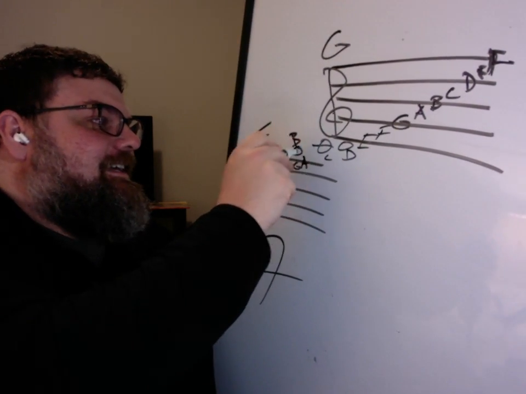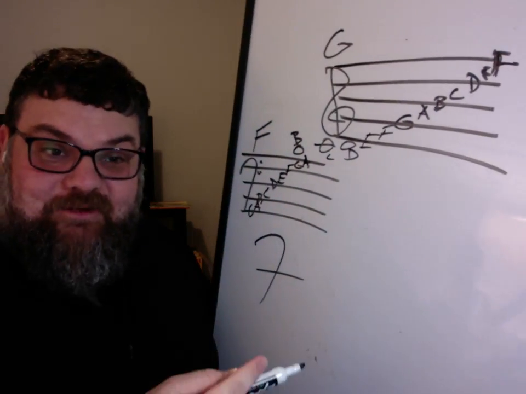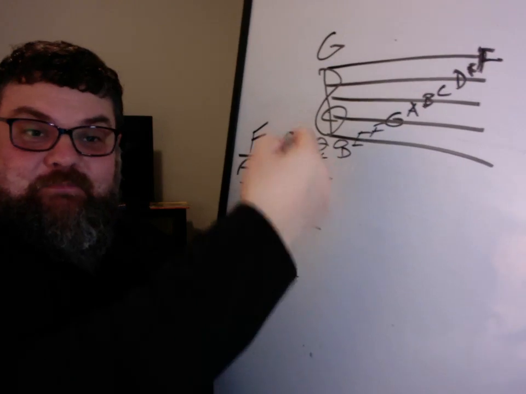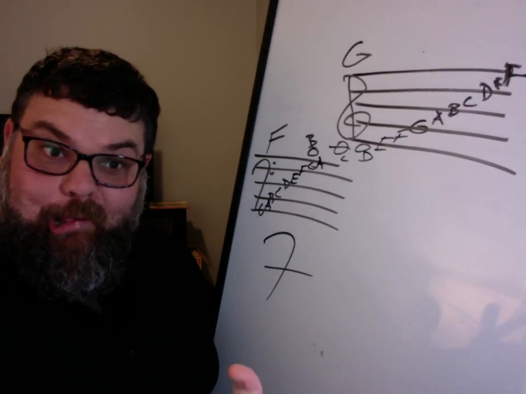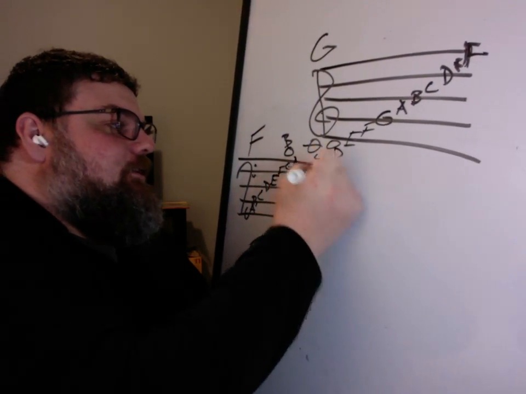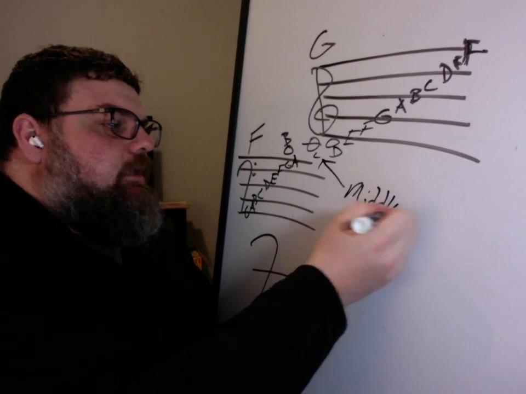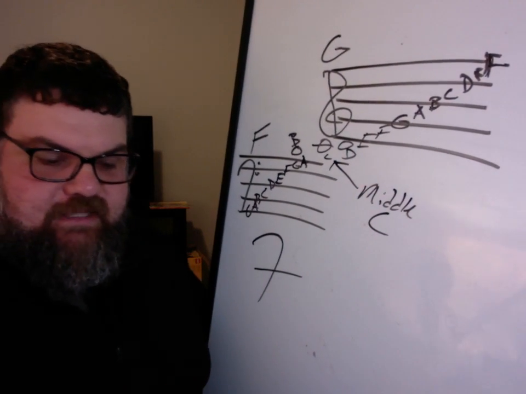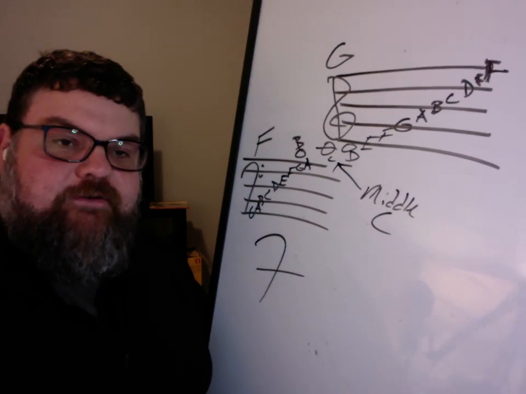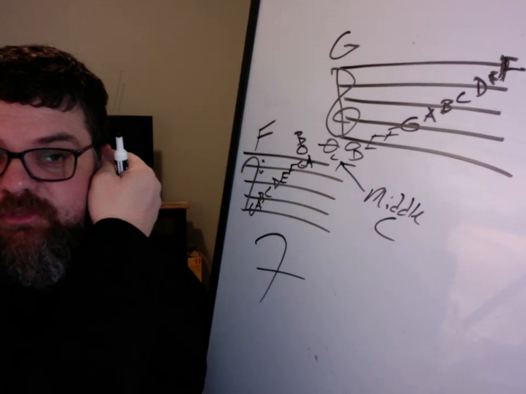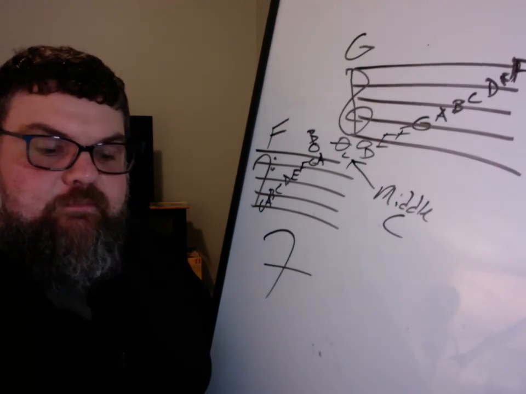The next one is C. It's the same one below treble C, above bass C. This is the note middle C. And those of you who play piano will understand that's the middle note that you always start on for different things. So that is how you figure out the notes of both the treble and the bass clef.